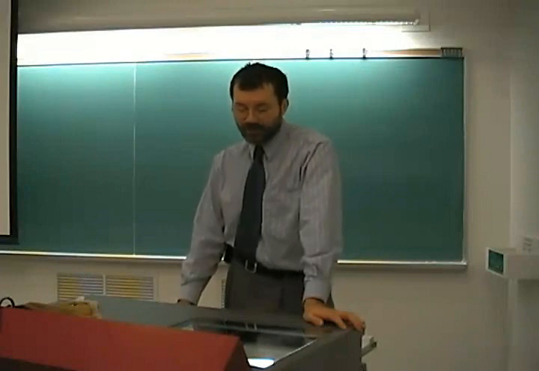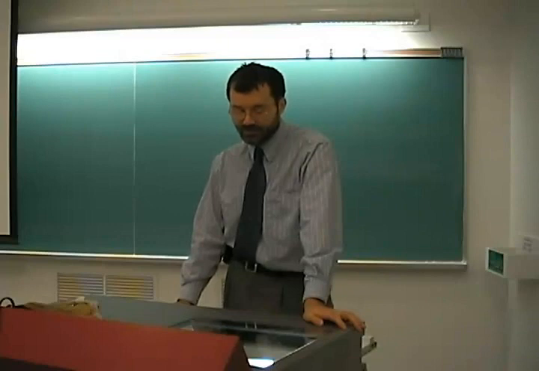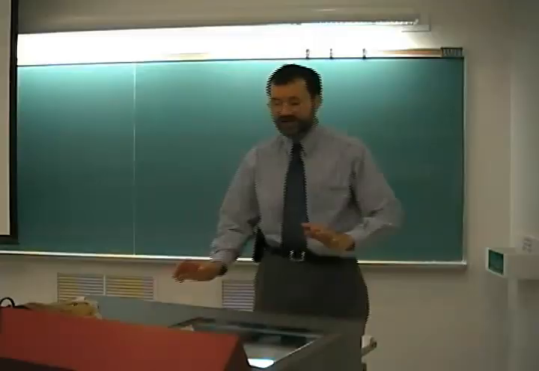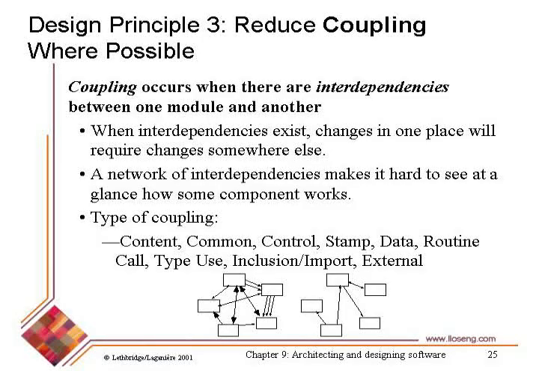Some types of coupling we'll look at in a few minutes include content coupling, inclusion coupling, external coupling, etc. We'll look at all of these. But the diagram at the bottom of slide 25 illustrates some points. Thick lines mean stronger dependencies, and thin lines mean weaker dependencies. And the number of lines is also important. So on the left, I've got a lot of dependencies and a lot of big, thick ones.